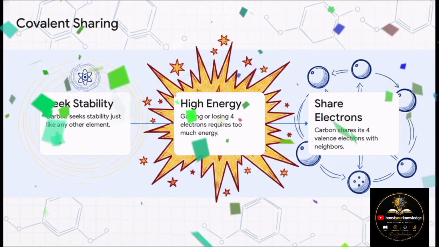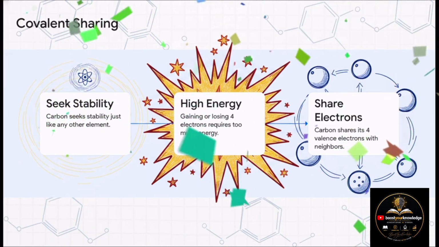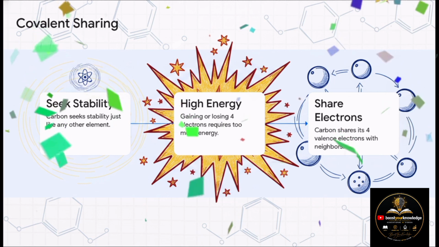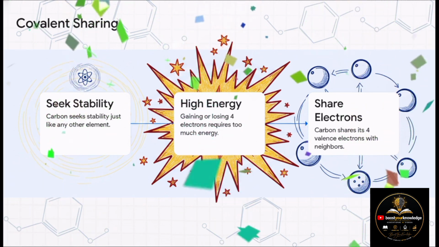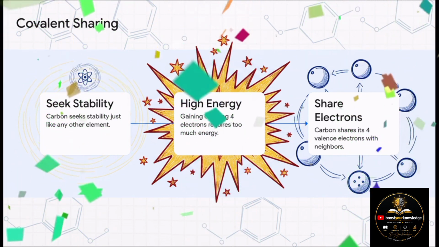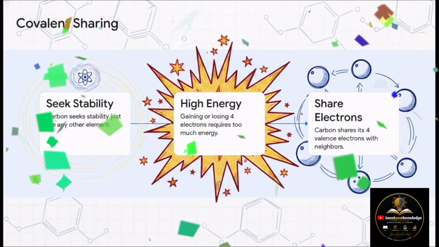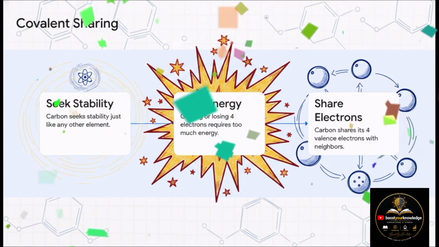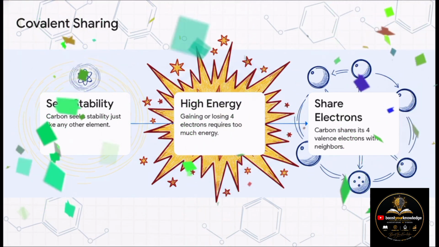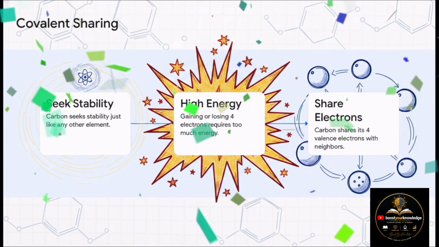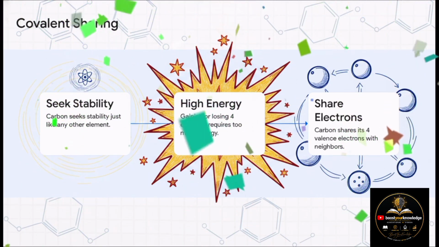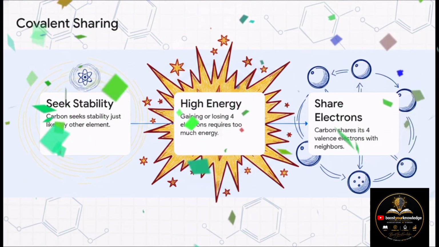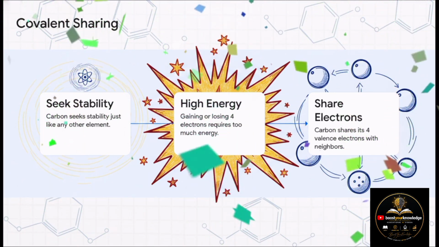Let's break down the logic step by step. First, carbon just wants stability, like any other element. Second, gaining or losing 4 entire electrons, that requires a massive, almost impossible amount of energy. So third, it completely avoids that high-energy nightmare by opting to just share its 4 valence electrons with its neighbors. It gets to borrow theirs, they borrow carbon's, and boom, everyone is stable.